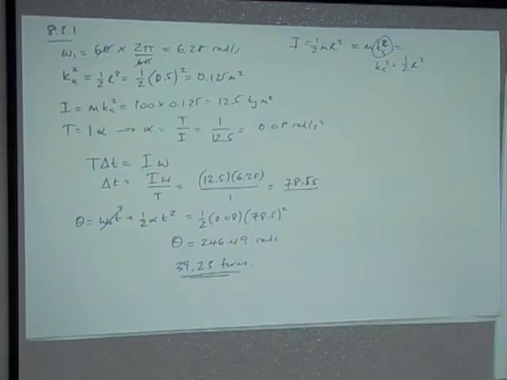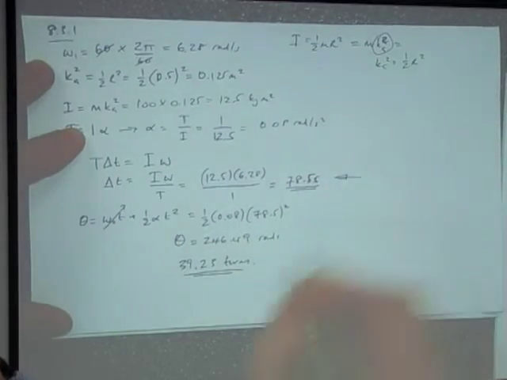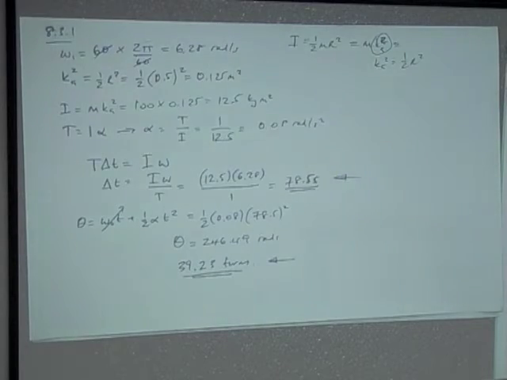So those are the answers. And we know that it's 2 pi radians in 1 revolution. And so if we divide 246.49 by 2 pi, we get 39.23 turns, revolutions.